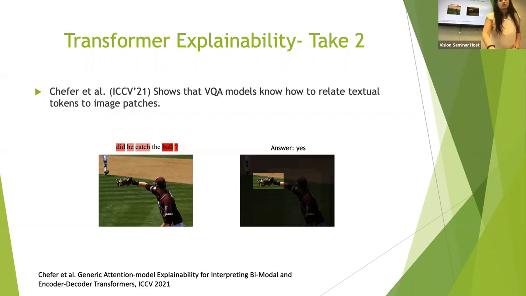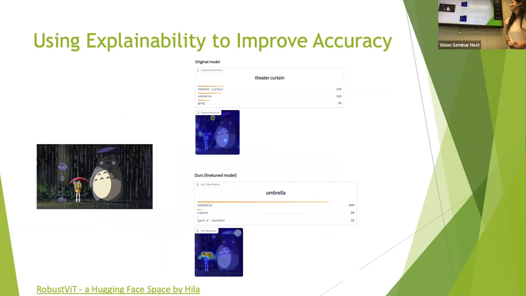I'm going to skip this part too. Yay. So we're switching gears. We're going to talk about our method to improve model robustness using explainability.